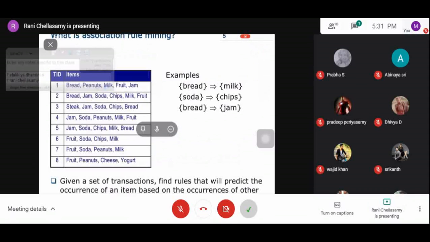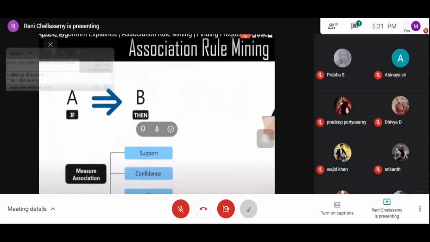So from the given database, you can find such association rules. You will be given a set of transactions. You have to find the rules that will predict the occurrence of frequent items based on the occurrence of other items in the transaction. So what are the measures to be adopted to find the association rule?